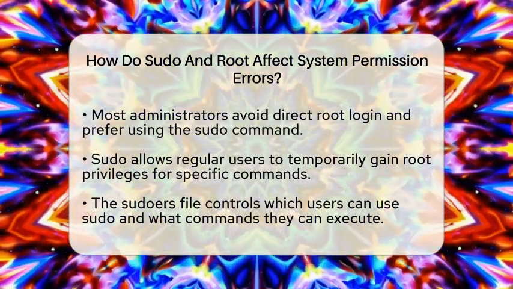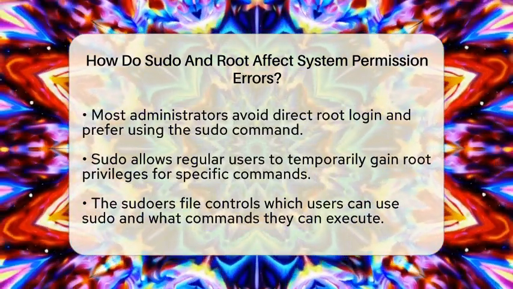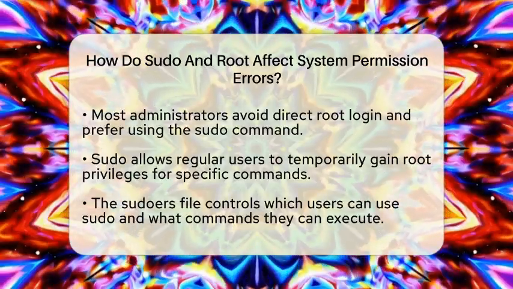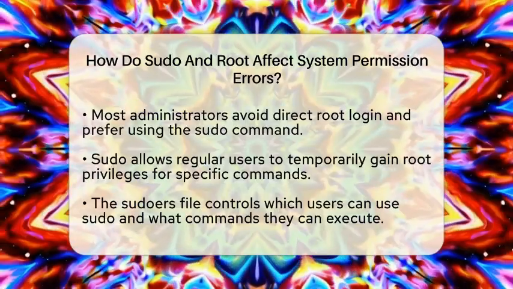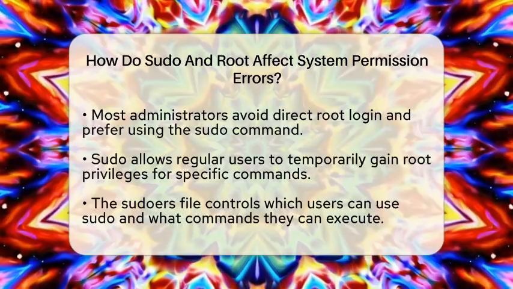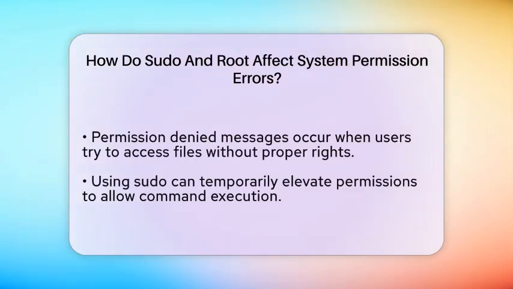If your user isn't listed there, or you don't use sudo when needed, you'll get permission errors. These errors happen because the system is protecting sensitive files and settings from unauthorized access. When you try to modify a system file without proper permissions, the system blocks you and shows a permission denied message. If you run the same command with sudo, the system temporarily grants you elevated rights, and the command can succeed.